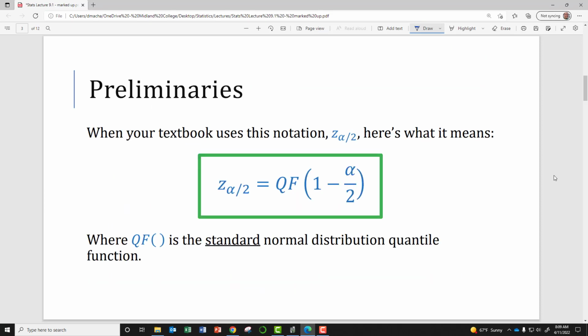Again, just review of some Chapter 8 stuff. This is no longer a review of Chapter 8, but it is an important preliminary.